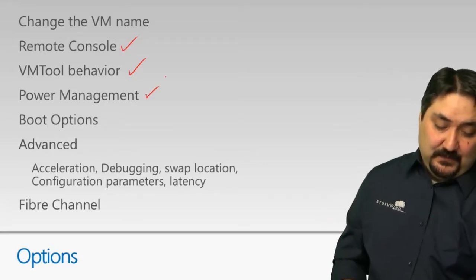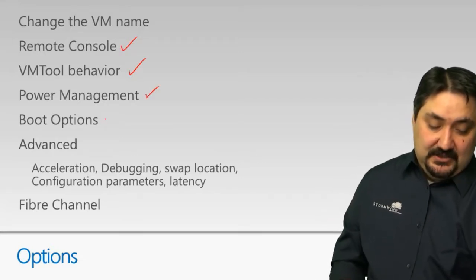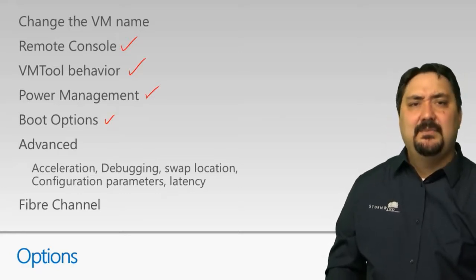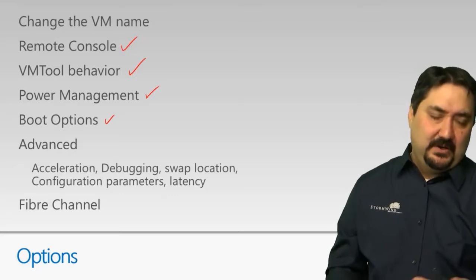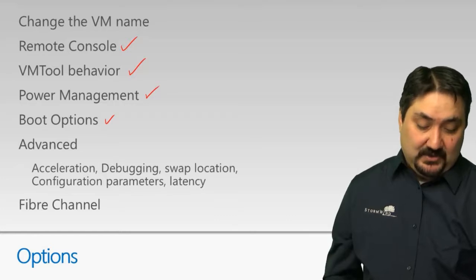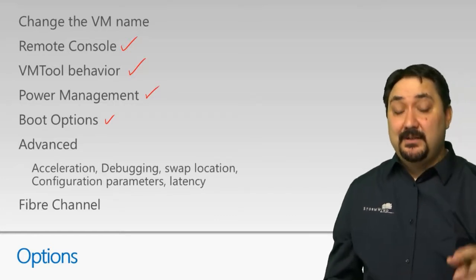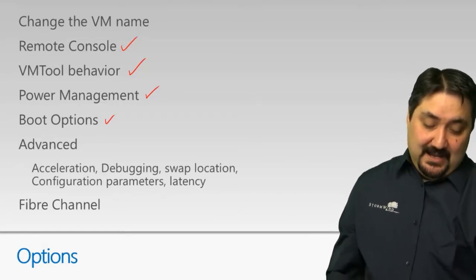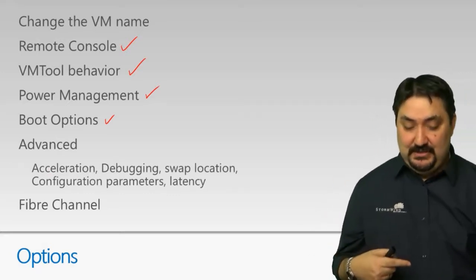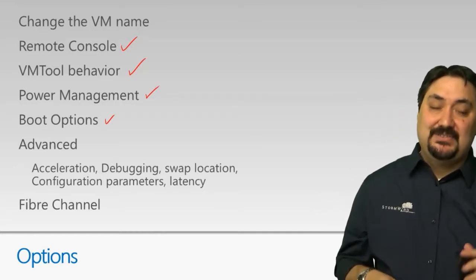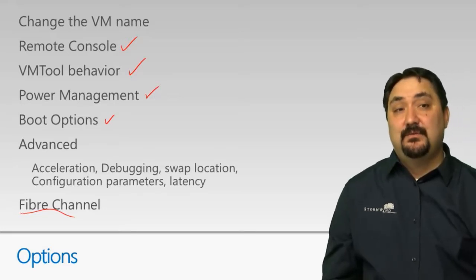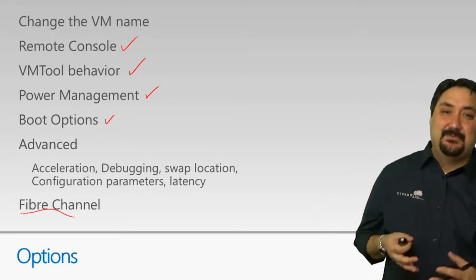Power management options for a virtual machine. We also have the ability to change our boot options and our delay in boot. Useful if in your nested environment, you're trying to install things and record. Boot options allows us the ability to put a little space in there before we actually boot our guest operating system, among other things, and we'll go through that. Advanced features like acceleration, debugging, the swap location of a virtual machine, configuration parameters and latency, all available there. And then our Fibre Channel configuration for the virtual machine is also one of those things that we can change.